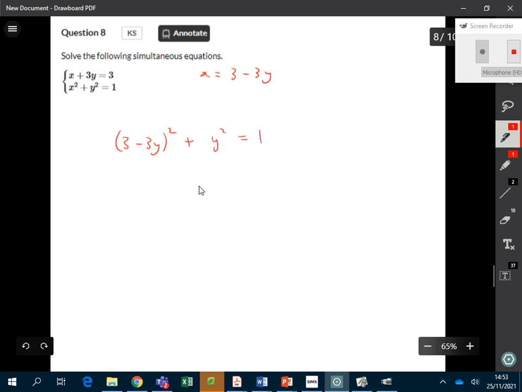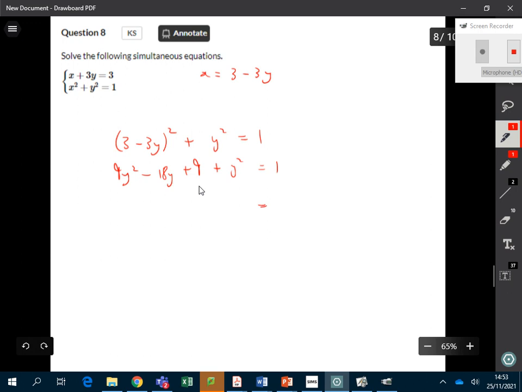So expanding that out, we've got 9y squared minus 18y, so 3 times 3 minus 3y in the other bracket, and we do that twice, and then plus 9 plus y squared equals 1.